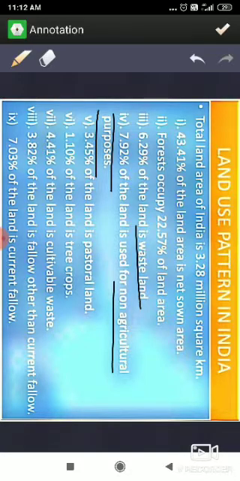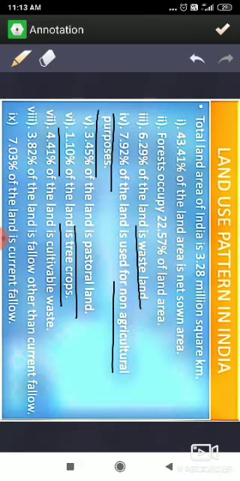3.45% of the land is pastoral. Pastoral means land for growing grasses for the cattle, or under cattle herding. That is called pastoral land. 1.10% of the land is tree crops, where we are growing tree-like crops. That is called tree crops, and the proportion that accounts for tree crops is 1.10%.